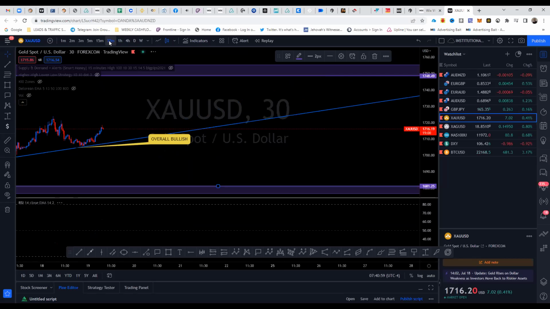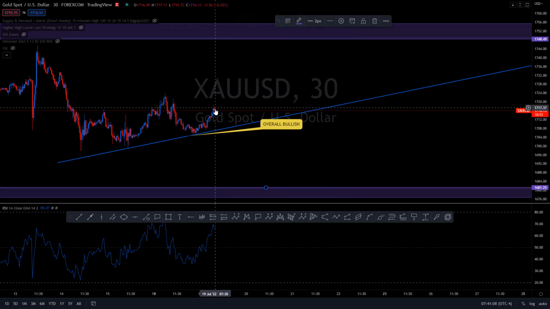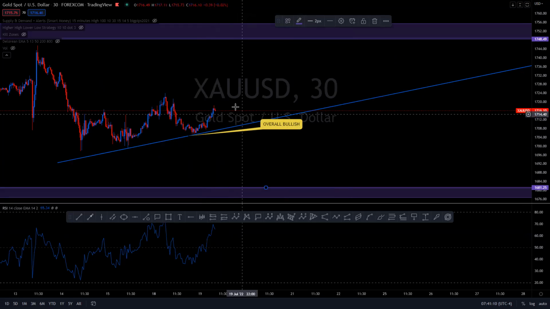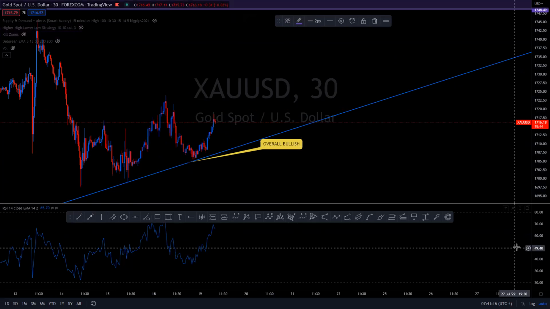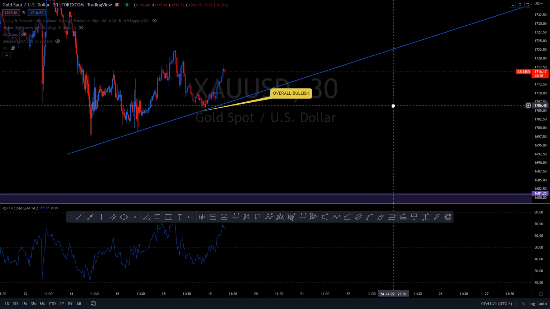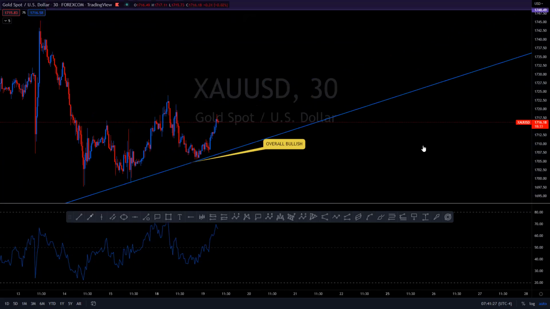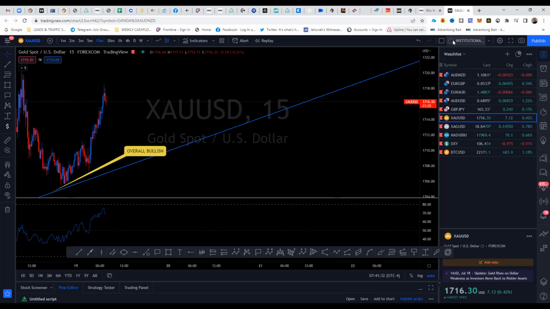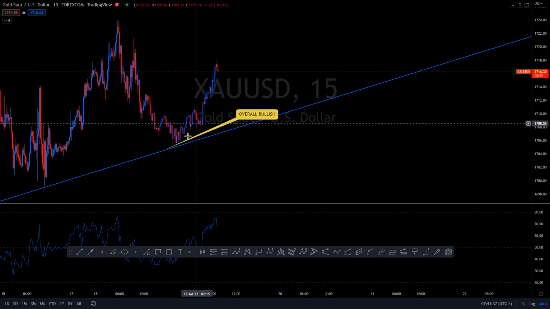Let's go to the 30-minute. Yeah, price is bullish. Now it might turn bearish if it crosses this area, but until then we're still bullish. So that's what I'm looking at. So let's move on to the 15-minute. So now price, I would say it's still overall bullish.